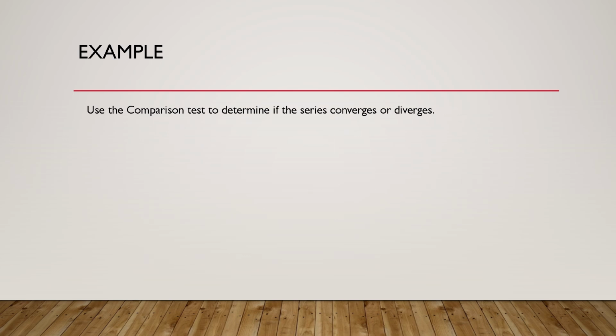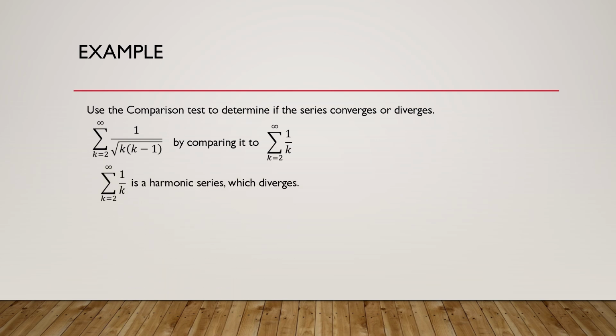For another example, use the comparison test to determine if the following series converges or diverges. The sum from k equals 2 to infinity of 1 over the square root of k times the quantity of k minus 1. To choose the correct series for comparison, we look at the highest power of our variable k. In this case, 1 over the square root of k squared, or 1 over k. Therefore, we compare this to the sum from k equals 2 to infinity of 1 over k. This series is the harmonic series which diverges.